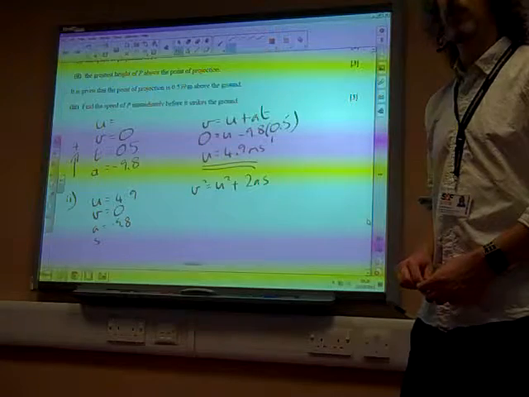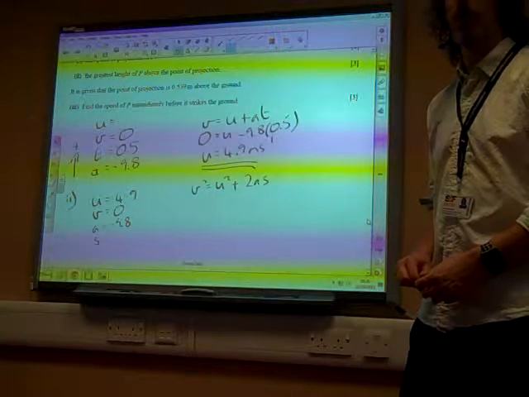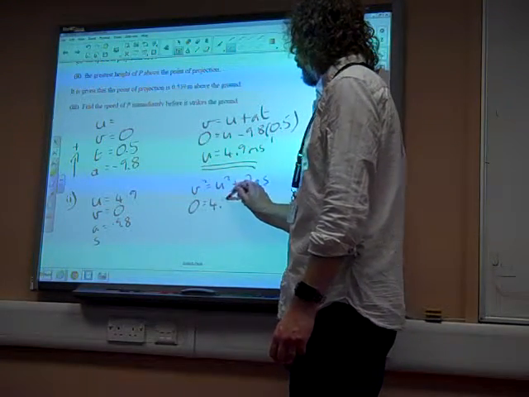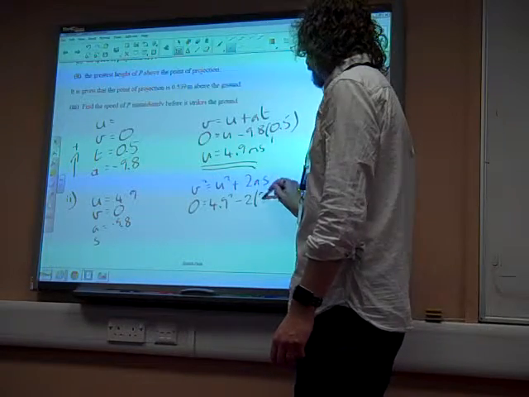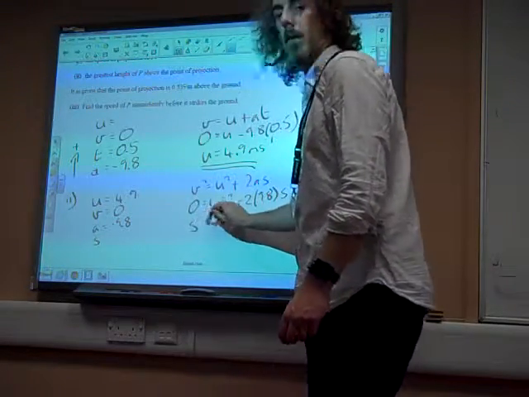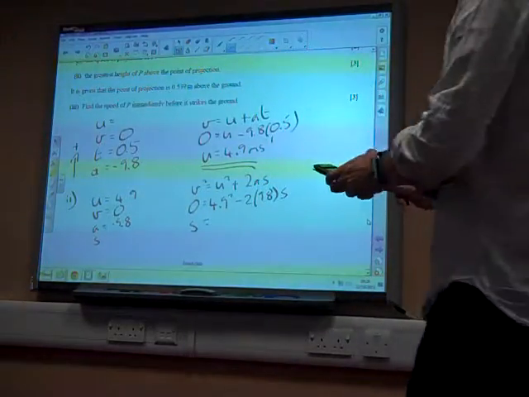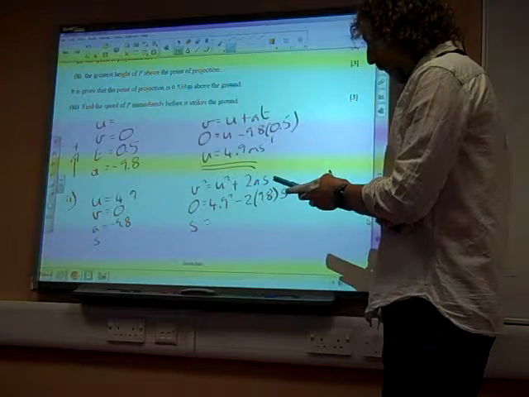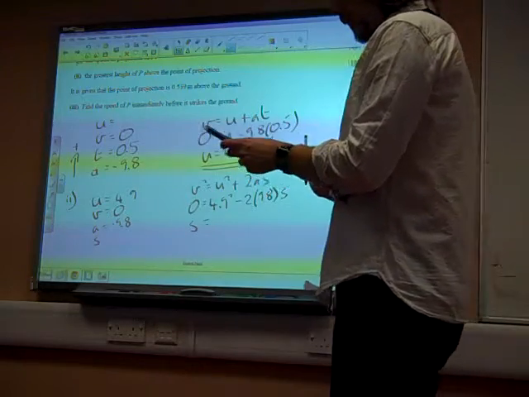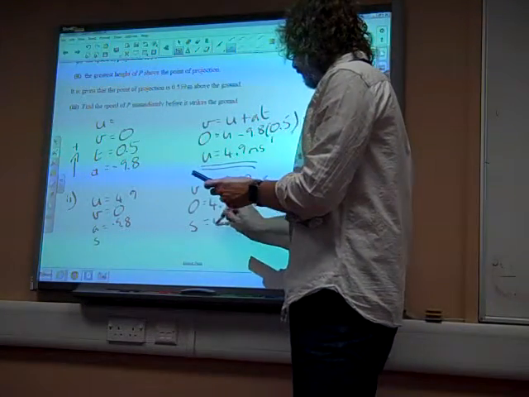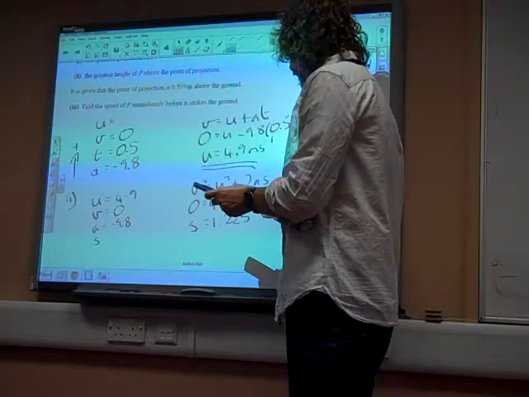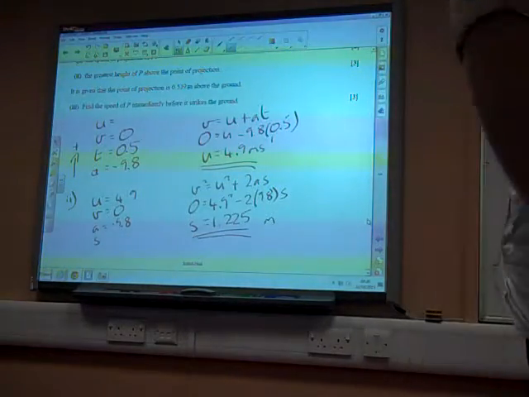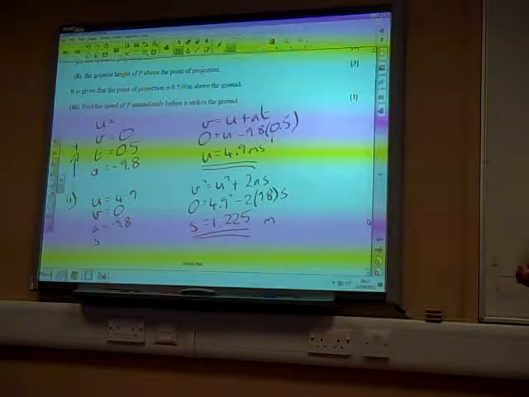Of course, we could have used S equals, what would it need to be? It would be VT minus a half AT squared. Actually, that makes an even simpler calculation, doesn't it? I don't know why I'm using this one. But anyway, we've got 0 is 4.9 squared minus 2 times 9.8 times S, which, if we rearrange it, 4.9 squared divided by 2 times 9.8 gives us 1.125, 1.225, sorry. 1.225 metres. There we go. Which we probably ought to give to 3 significant figures, but that's the full version, so let's leave it exact like that.